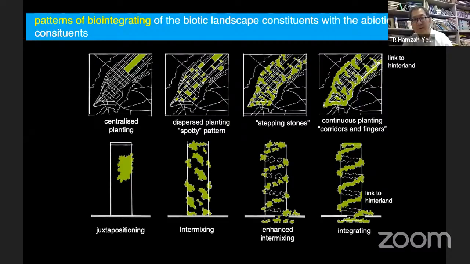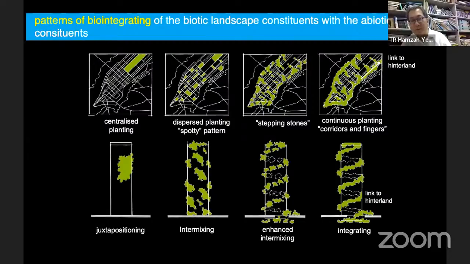I started to look at ways in which we could put greenery, biotic constituents, into buildings. So the first row of diagrams is the master plan. You can put it all in one location, which I call centralized planting, which is not desirable. Second is a dispersed, spotty planting system, as in Georgian London, where you have a series of squares. Third is a stepping stone, where it is continuous but not quite linked, but close enough for some species to move from one patch to another. But the fourth diagram is the ideal one, because the vegetation is linked and weaves into the urban areas in terms of ecological corridors and fingers.